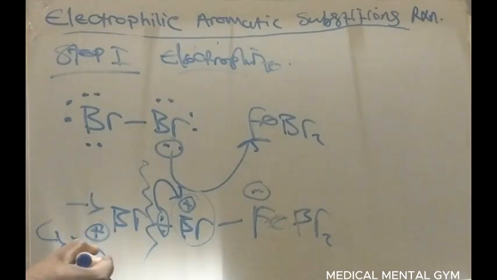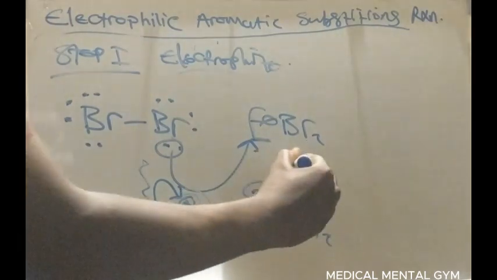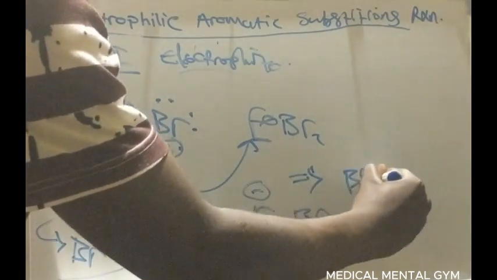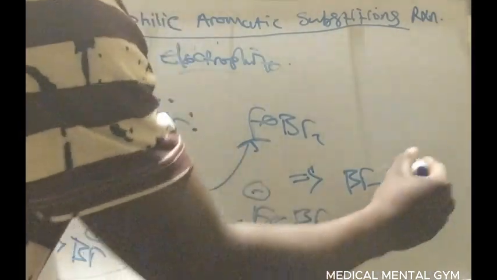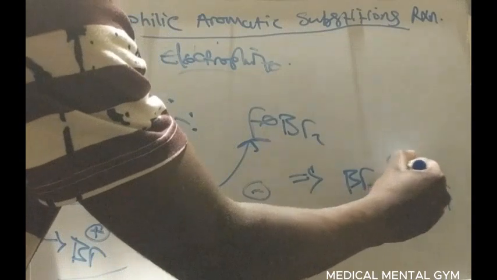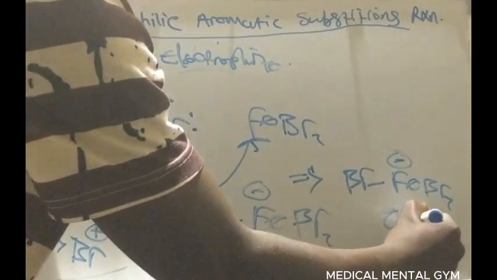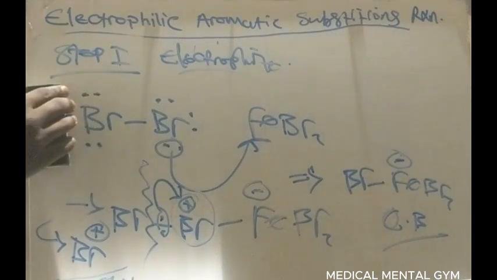So we've created our electrophile, and then the rest of the molecule will form our conjugate base, that is FeBr4. And let's not forget our iron is still negatively charged. So this is our conjugate base, and this is our electrophile. This is the first step of the halogenation of benzene. Let's go to the second step.